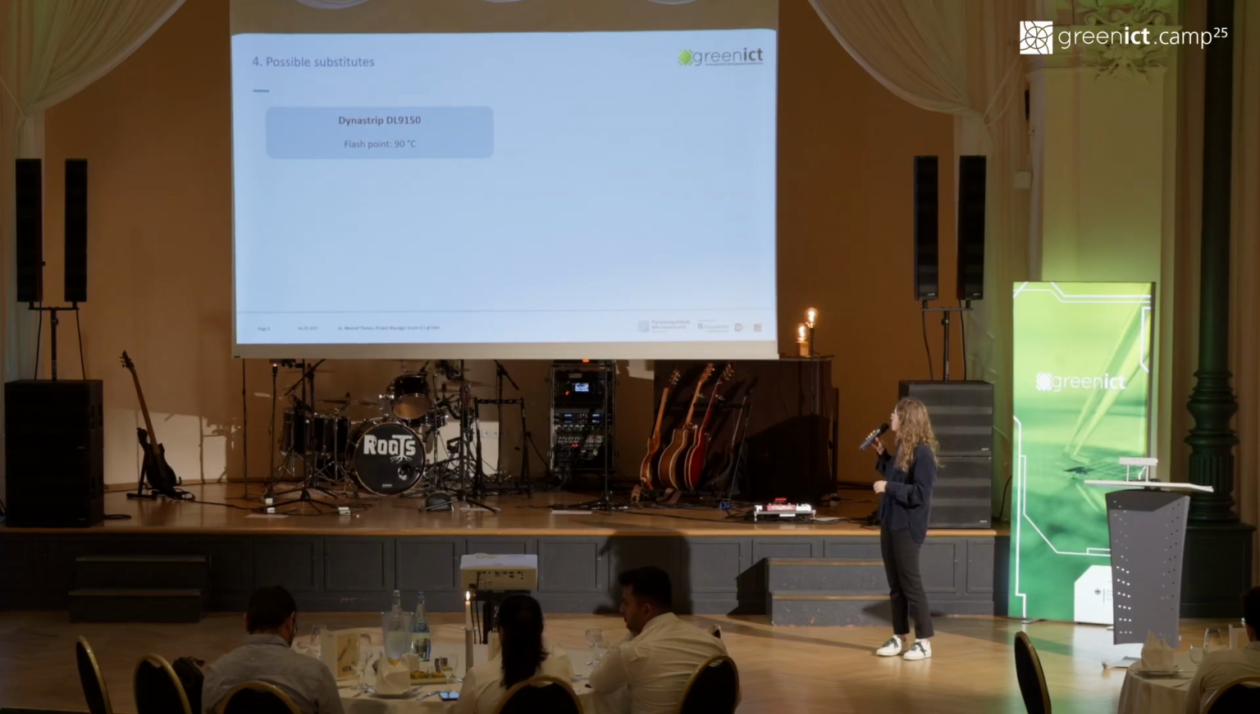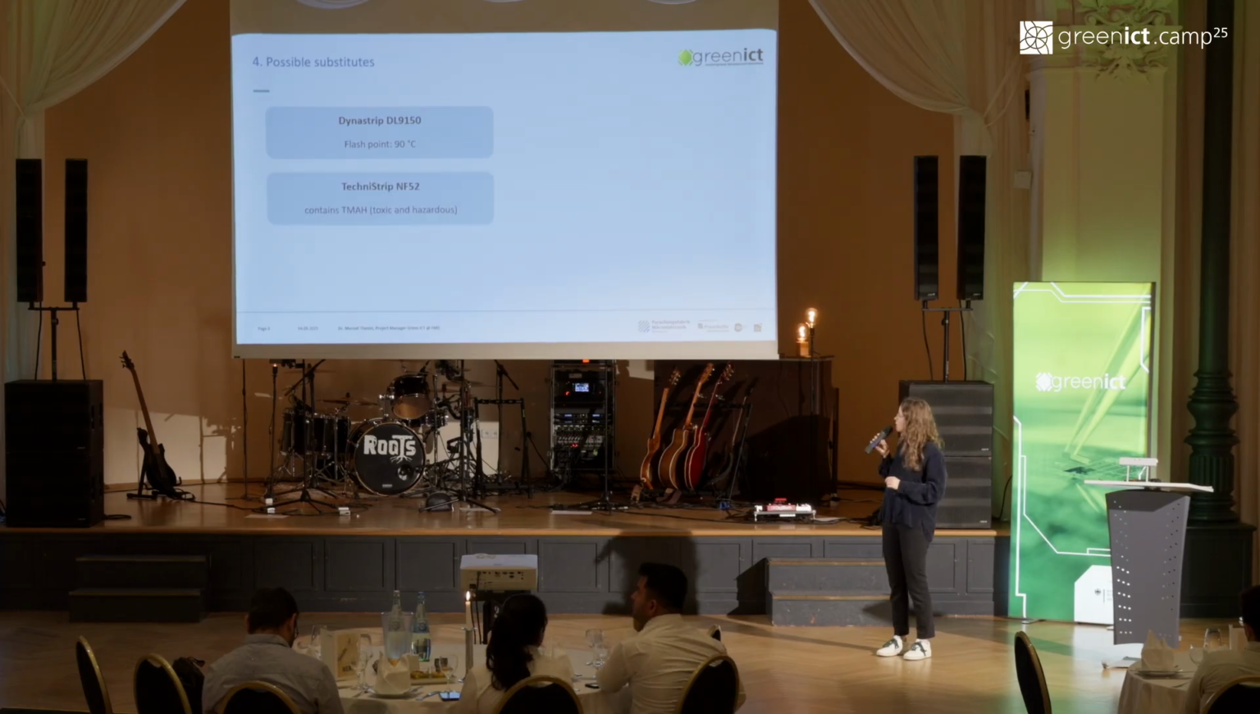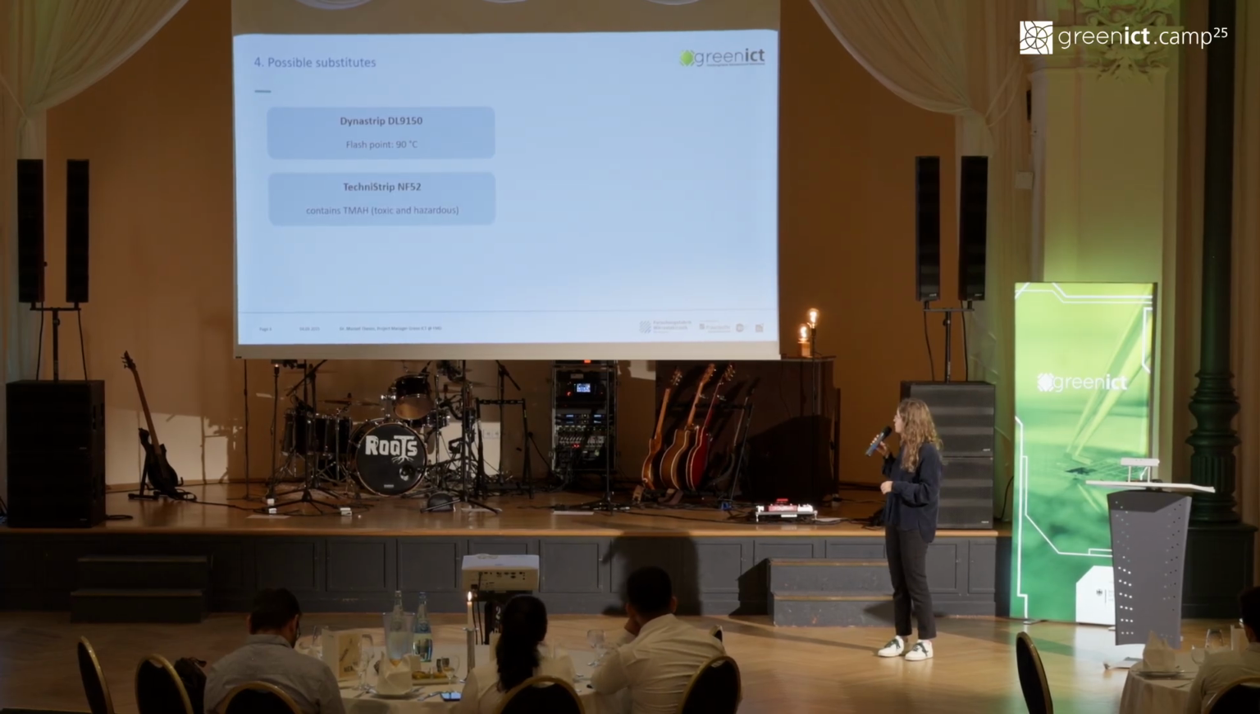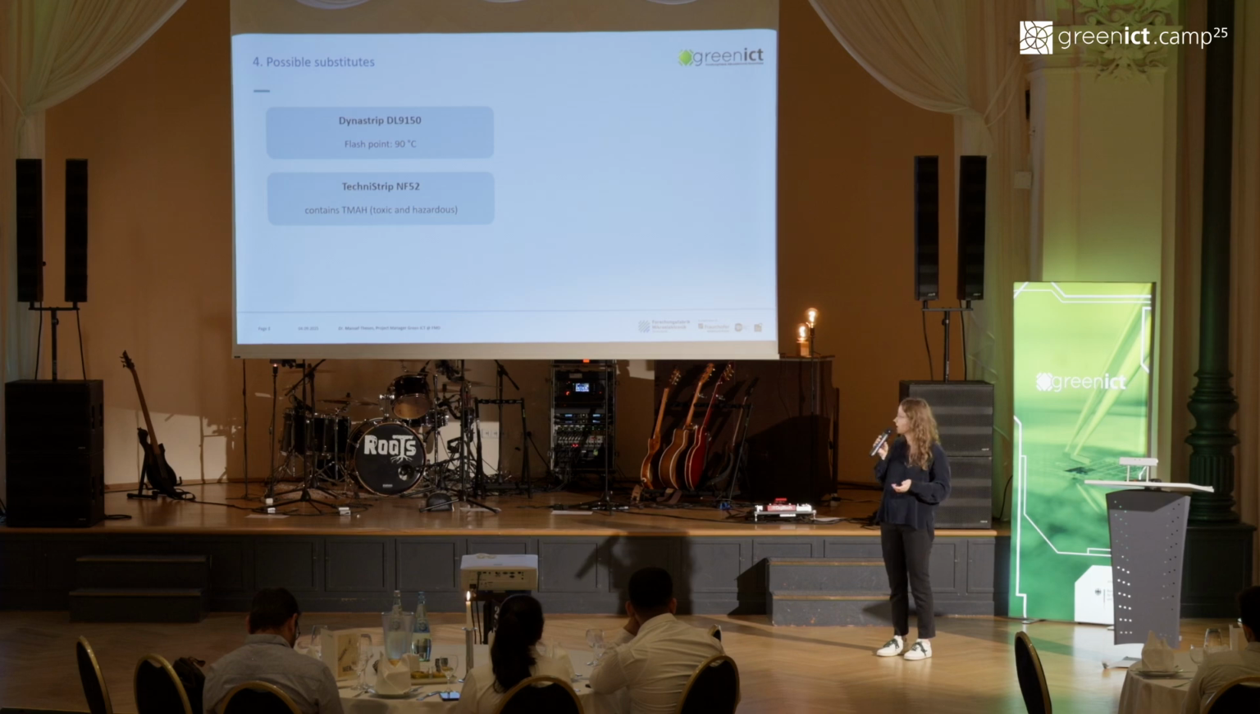There were other possible substitutes that we found, but there were some disadvantages for each of them, so we won't highlight them as much as the others. It's the Dynastripe DL9150. There is a flash point of 90 degrees Celsius, so that's the bad thing about it. The Technistrip NF52 contains TMAH, so it's toxic and hazardous.